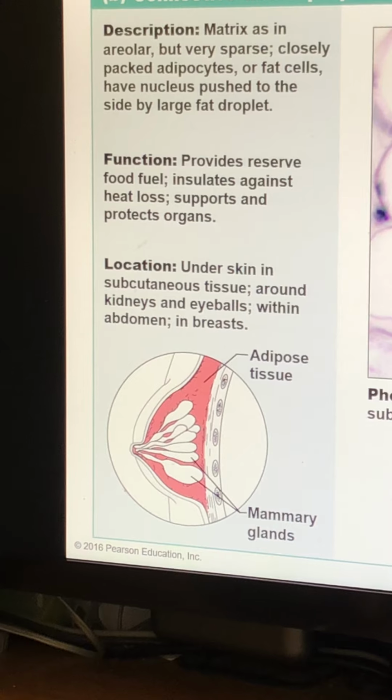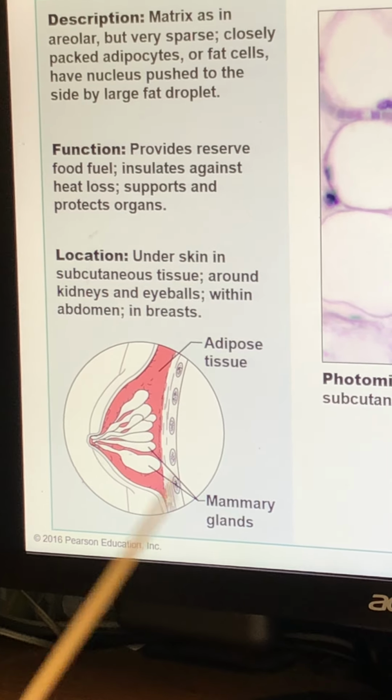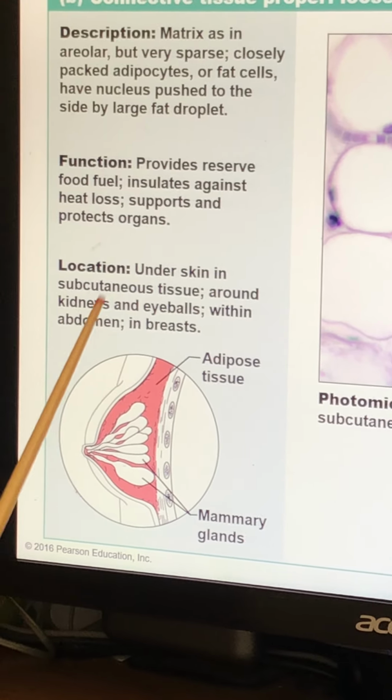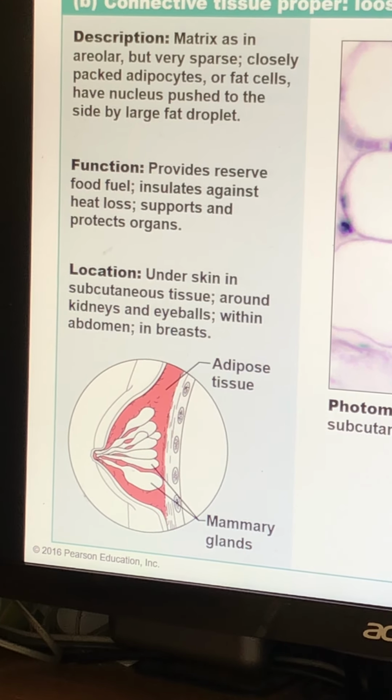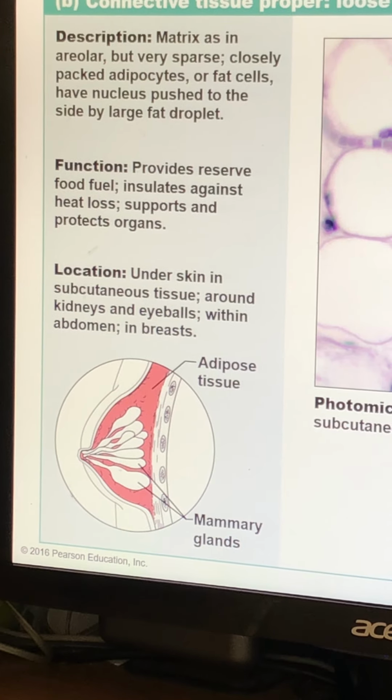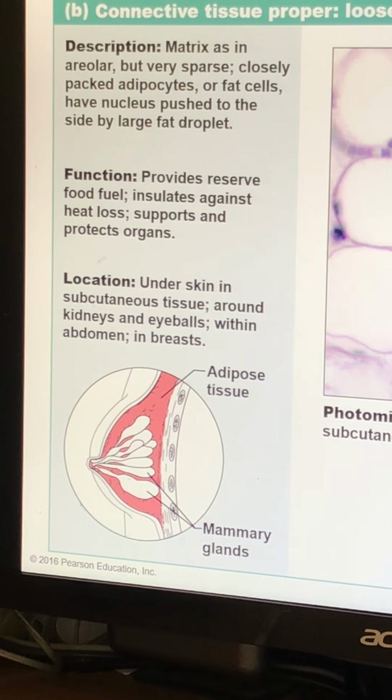That is called your subcutaneous fat. It's going to be around your kidneys, as I just mentioned. It says, and eyeballs. Your eyeballs are not made of fat. The fat pad behind them is protecting them in case someone punches you in the eye.